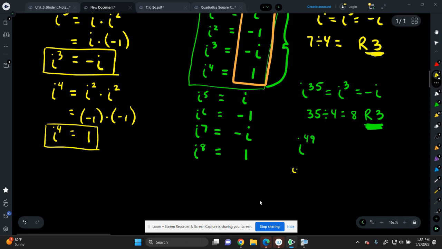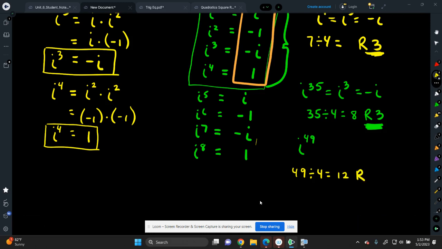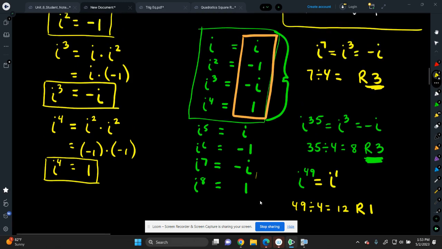Okay. 49 divided by 4 is equal to... Why do we have to do 4? Because it repeats every 4 times. 12 with the remainder of... 12 times 4 is 48, so what's the remainder? 1. So i to the 49 is the same as i to the 1st, which is just i. i to the 49 is equal to i.